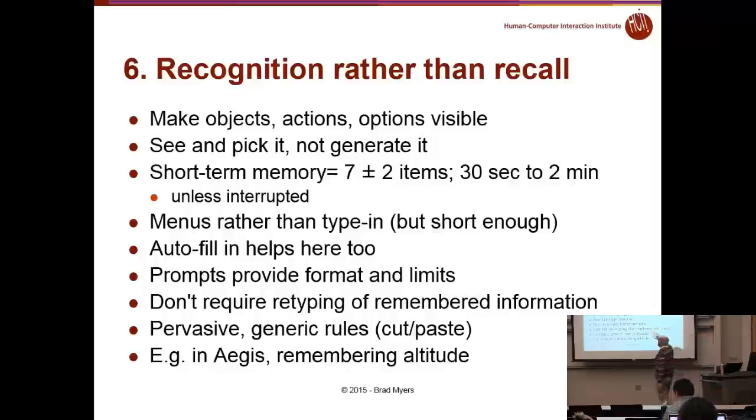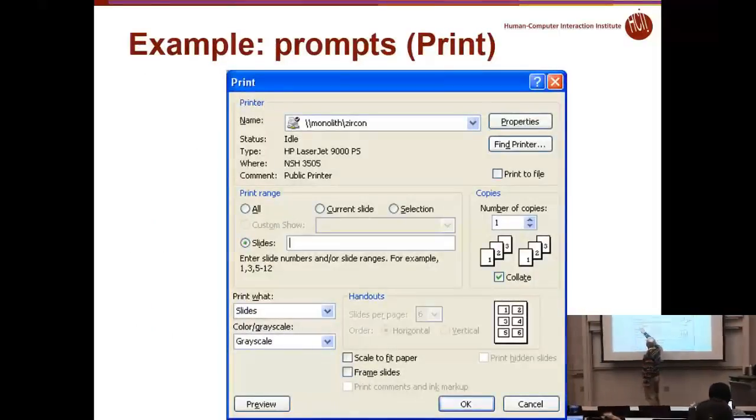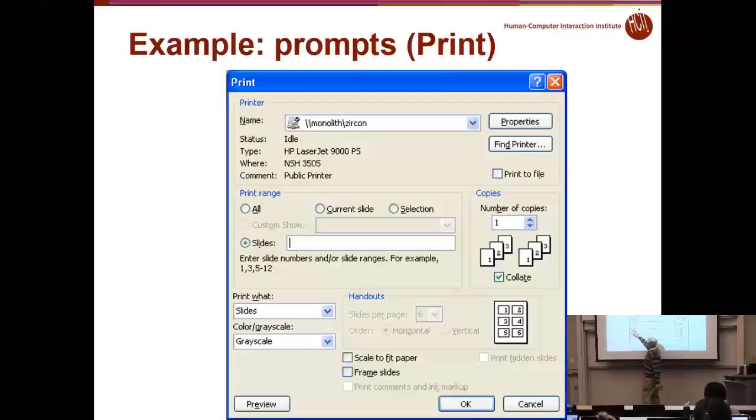Simple thing is whenever you are letting people type in something, the prompt should tell them what the format is, what the choices are that they're picking from. A really good example of this that you may or may not have noticed is that if you're printing slides or pages, most of the time you can give different ranges. So in PowerPoint, you can say 1, 3, 5 through 12 with a hyphen.